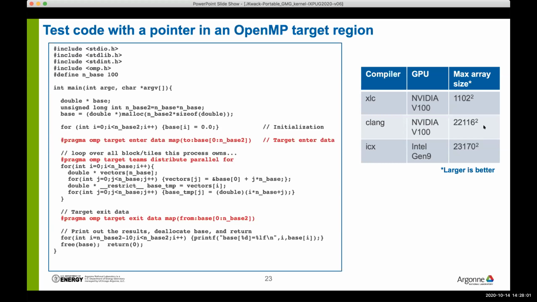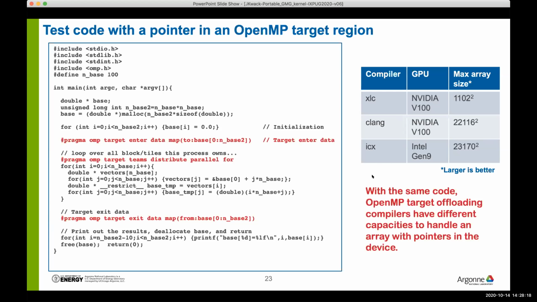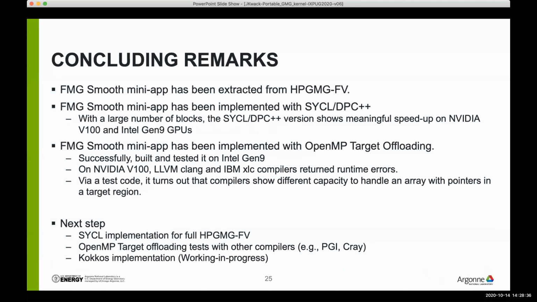With Clang, I could get around a 2216 square array, and with ICX I can go a little bit larger. I'm not saying this is the only reason I cannot get the result from the NVIDIA side with the OpenMP compiler, but that could be one issue. Even with this simple code, OpenMP target offloading compilers can have different capacity to handle arrays with pointers. So the OpenMP specification may be perfect, but depending on who the implementer is, you may have some challenge to get your performance portability. So this is the conclusion.